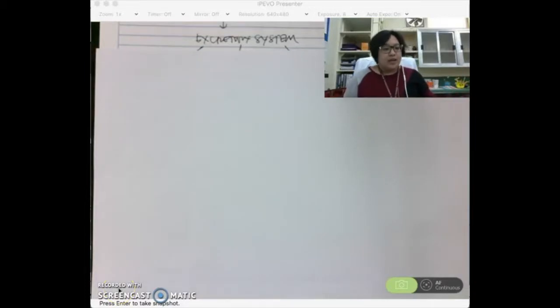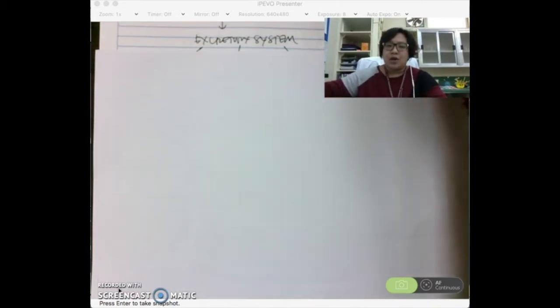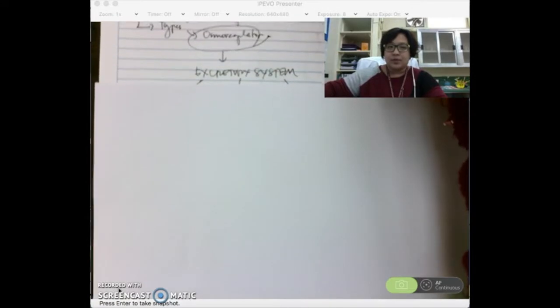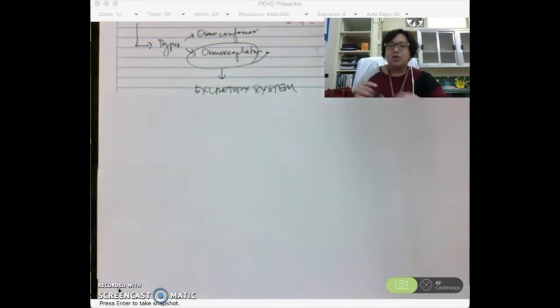Okay, so 11.3 is the kidney and osmoregulation. In fact, you're going to study the excretory system in this chapter. Since the title is the kidney and osmoregulation, I want to start by discussing the two types of organisms. We have osmoconformer and osmoregulator. So we humans are osmoregulators, and other organisms are classified as osmoconformers.